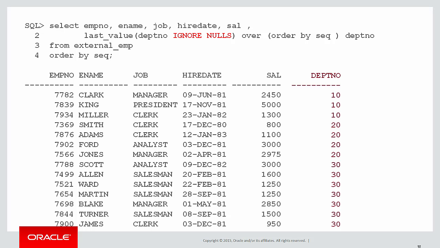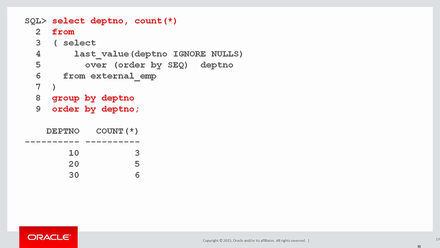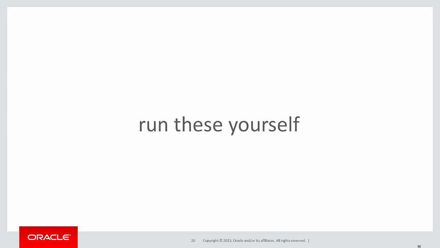Now we can answer the original question, what is the count of employees per department? We simply take that query, wrap it in an inline view, group by department number, and there's our result. We've satisfied the requirement. You can run these scripts yourself by clicking on the link below.